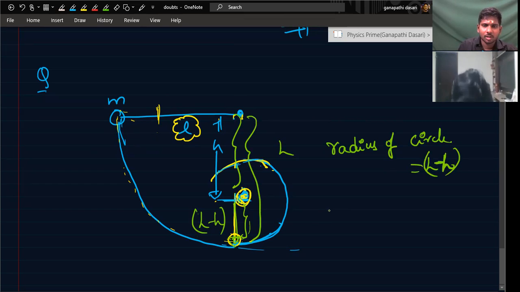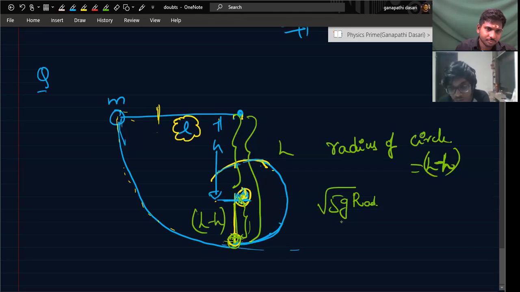I told you one important concept, the formula also, for some of the doubts you have asked. What is the minimum velocity it should have to complete a vertical circular motion? I told you root 5gr. You would have remembered it. Root 5g times the radius of the circle. So what should be the minimum velocity it should have here? Root 5g and the radius of the circle, right? Root 5g(L minus h). That will be root 5g into (L minus h).